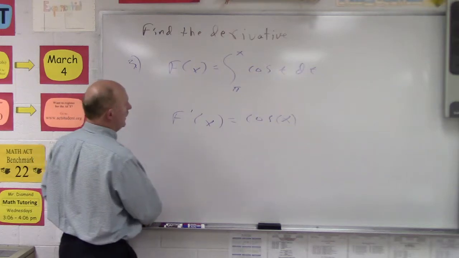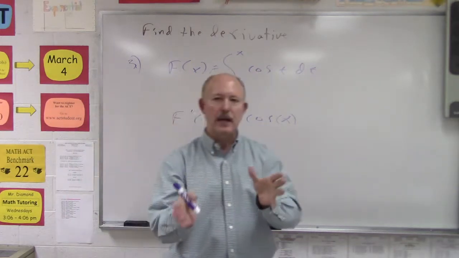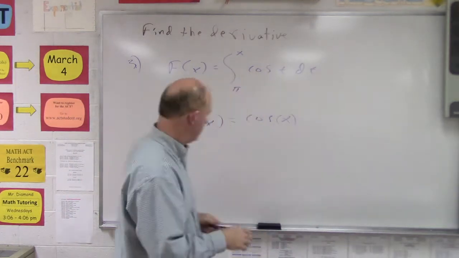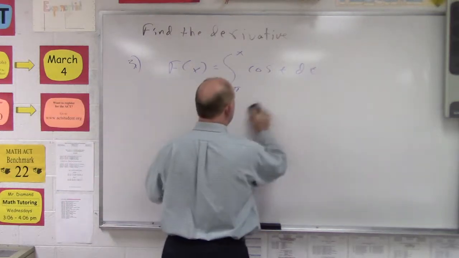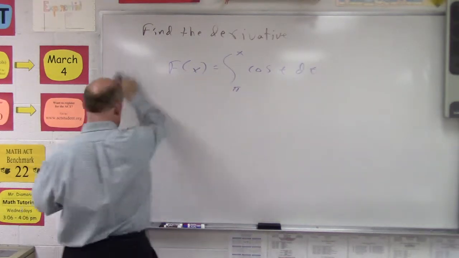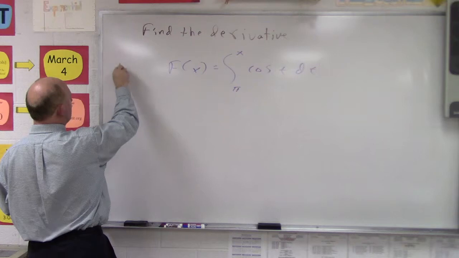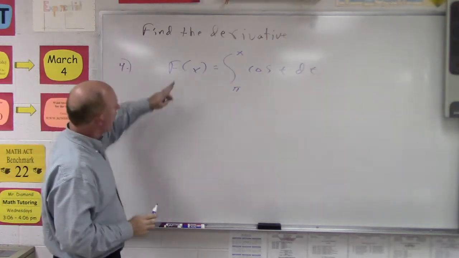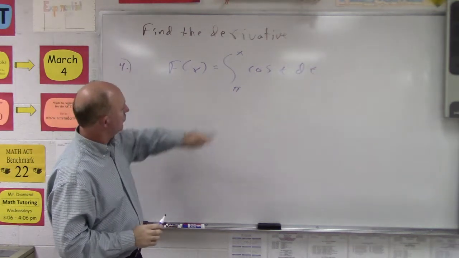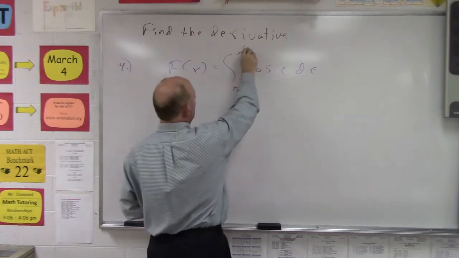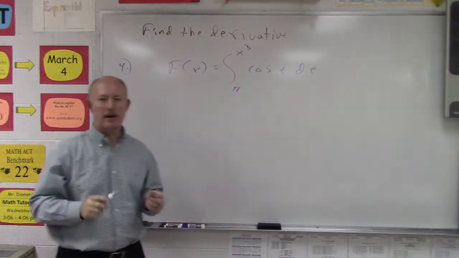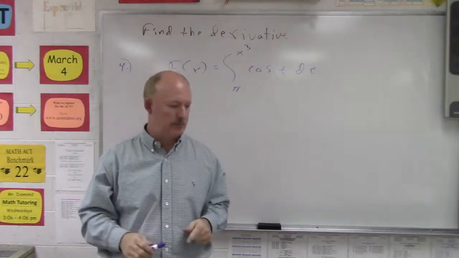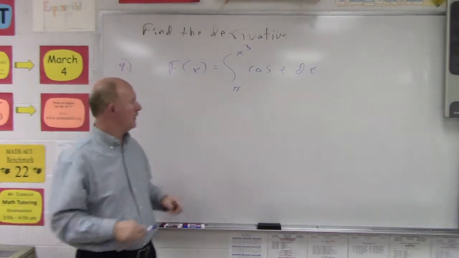Now, let's try almost the same problem. We're going to change it just a little bit. Number 4: let's try the function f of x equals the integral from pi to x to the 3rd power of cosine t dt. So the upper bound is x to the 3rd power. Let's try this derivative.